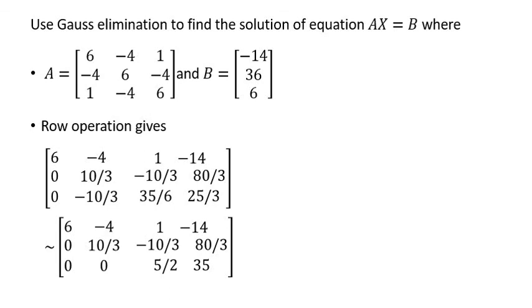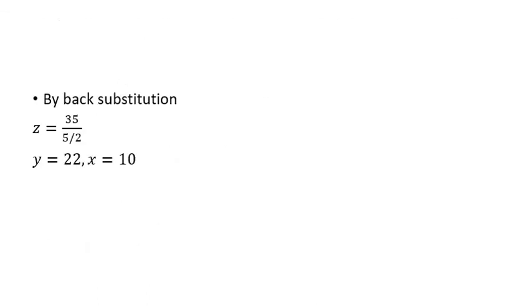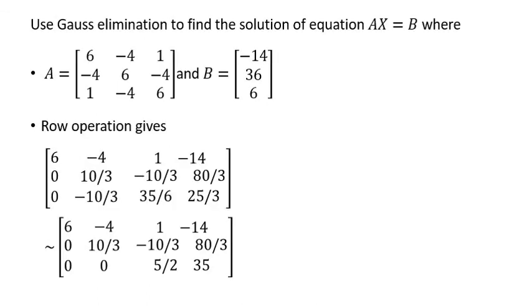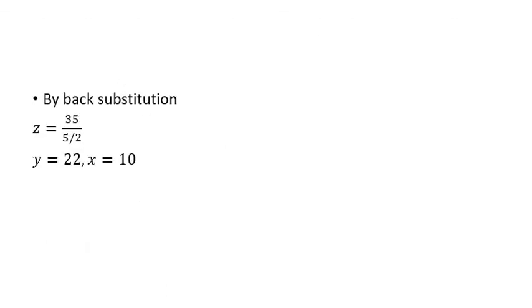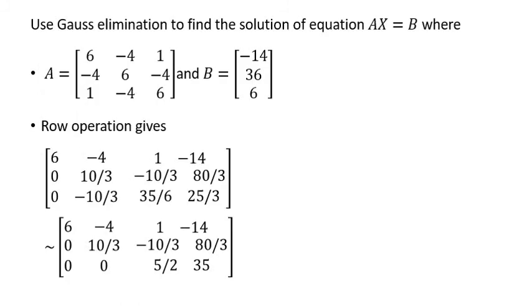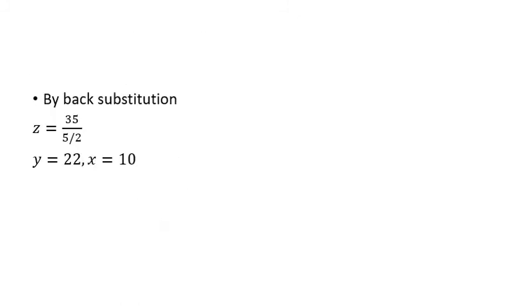Now apply the row operations to convert this matrix A into an upper triangular matrix. So apply the necessary row operations. We get the matrix [6 minus 4 1 | minus 14; 0 10 by 3 minus 10 by 3 | 80 by 3; 0 0 5 by 2 | 35], and apply the back substitution procedure. We get z equal to 35 by 5 by 2, and y equal to 22 and x equal to 10.